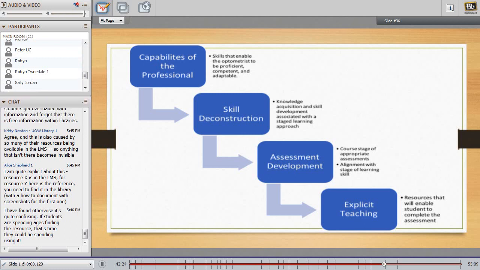And that hasn't been evaluated yet. They've only just implemented it, but they are already seeing, I've heard anecdotally, they're already seeing some significant improvements in the digital literacy skills of their students.